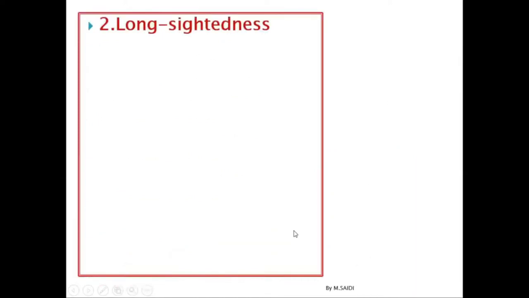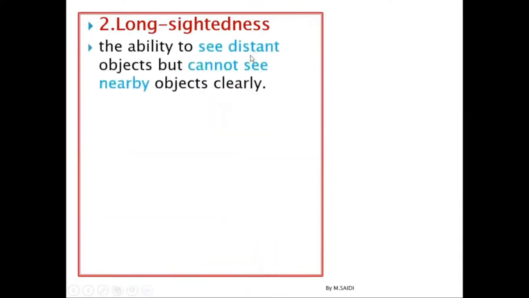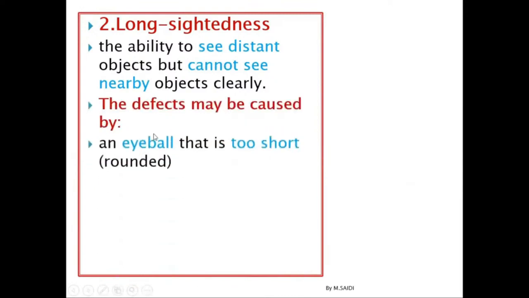Then number two, we have what you call long-sightedness. It means that you can see objects which are far, long distance, but you can't see objects which are near. It's the ability of the eye to see distant objects, but you can't see nearby objects. The defect may be caused by, number one, the eyeball being too short. It means that the image is going to form behind the retina. The focal length of the lens is going to be behind the retina, and then the image is formed behind the retina.